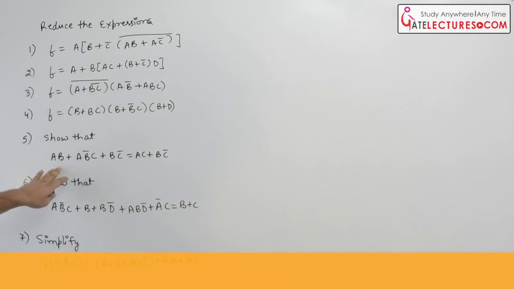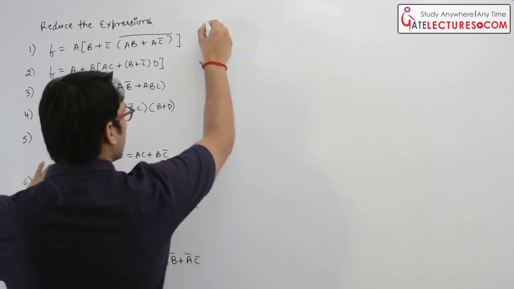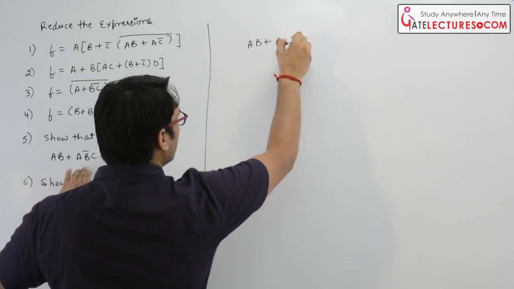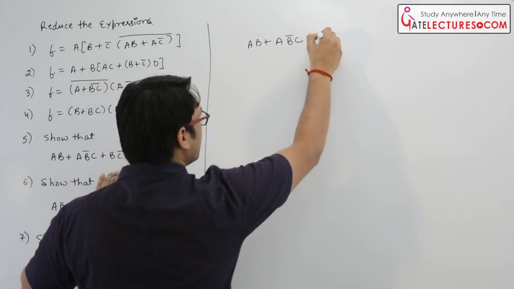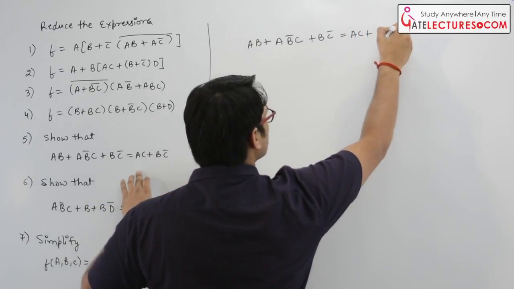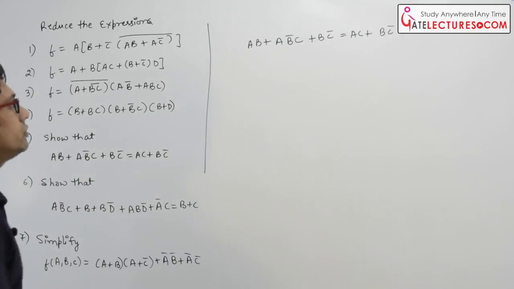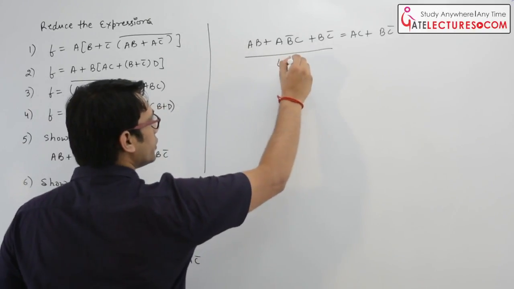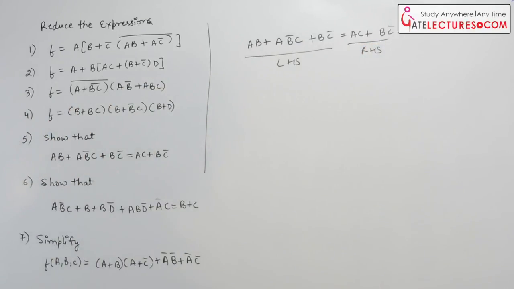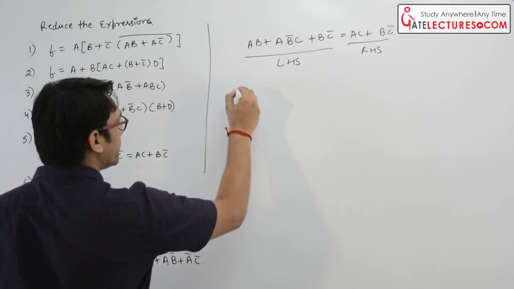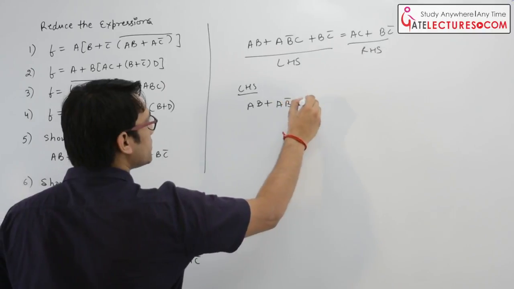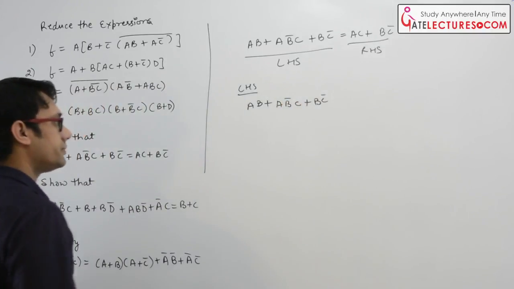So next question is, show that if we have AB plus AB complement C plus BC complement, it is equal to AC plus BC complement. Right? So we have to show this left hand side is equal to this right hand side. Okay? So take the left hand side first. So it is AB plus AB complement C plus BC complement. Right?